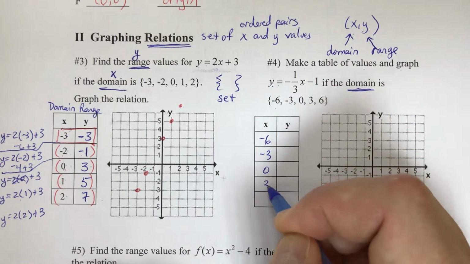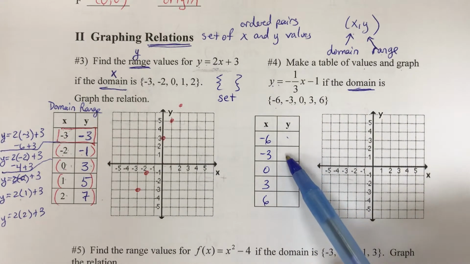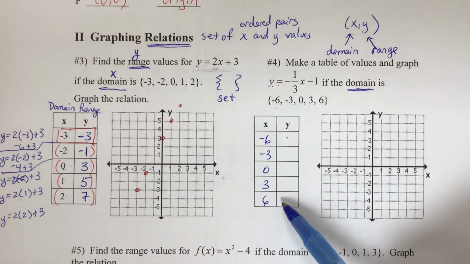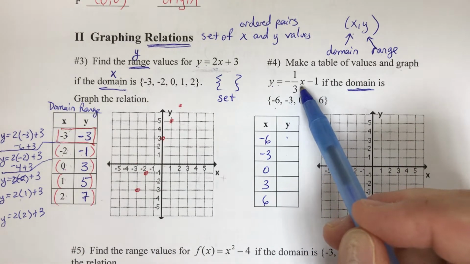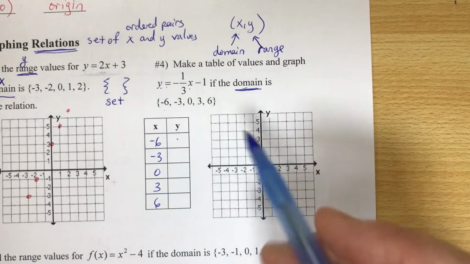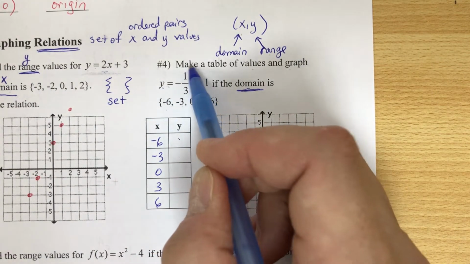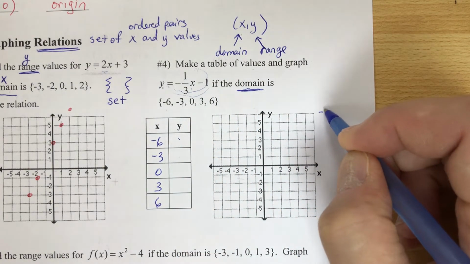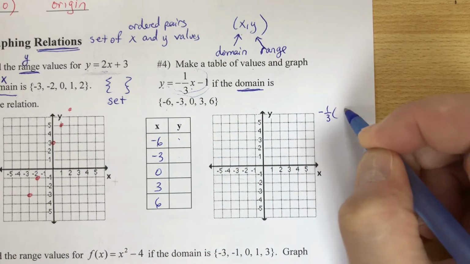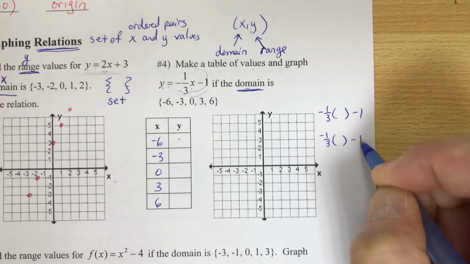So I'm going to fill those numbers in. They give us that. They do not give us the y values, but we can find them by taking the x and substituting into the equation. Now on the side, what I'm going to do, I've got y equals, and then this is the right side of the equation. Over here, I'm going to set up -1/3 times x minus 1. I'm going to do this 5 times.